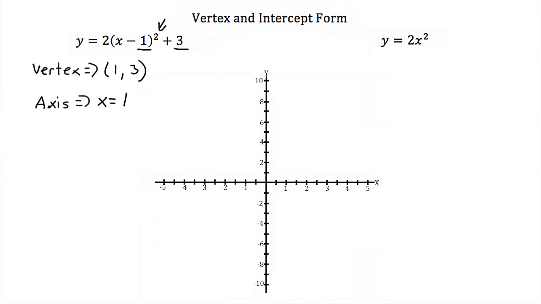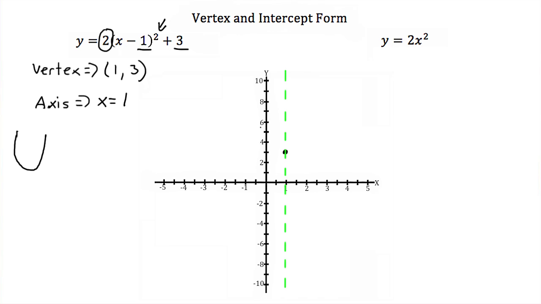So if we graph that, our vertex is at (1, 3), and (1, 3) is right here. And then our axis of symmetry is the line x is equal to 1. So it's a vertical line that passes through the coordinate x equals 1. So it'll look something like this. And that means our graph will be symmetrical on either side of this line. Well, we have our vertex. And if we look, our a term is 2, and 2 is positive. So that means our graph is going to open upward. So let's find another point on this line.